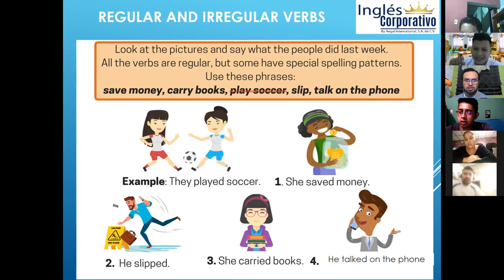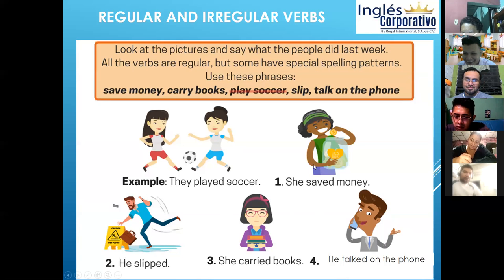This one is like a double T at the beginning and at the end, talked. Como un rebote, talked, right? Okay, really good. Okay, nice. Right now we're gonna say this example with the right pronunciation of the verb. So we're gonna start with, let me see, Carlos Alfonso. Start with this, please. They played soccer. Yeah, really good. Sounds like a gringo. I like it.